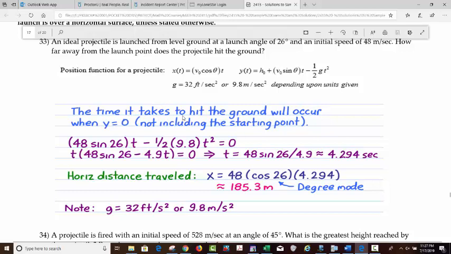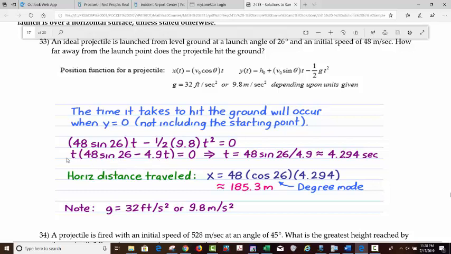So let's see what we got here. So we're going to take the y equation, set it equal to 0. There's no initial height here, which is good because we'd have to use quadratic formula if there was a number there. Just a little more tedious. And we're in meters, metric, so 48 V0 sine theta would be 48 times sine of 26, times t, minus 1/2 gt squared, so 9.8 or 9.81. This is good, close enough. Negative 1/2 times 9.8 t squared, so it's negative 4.9 t squared.